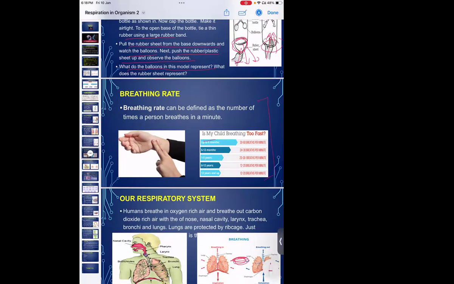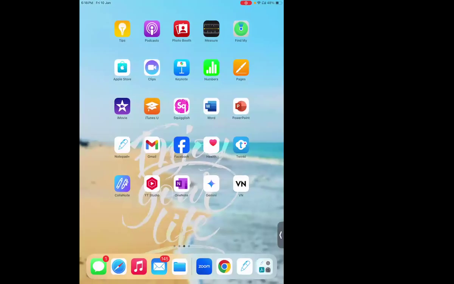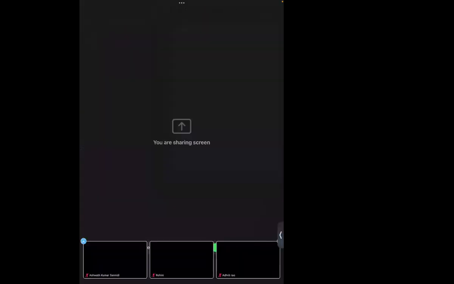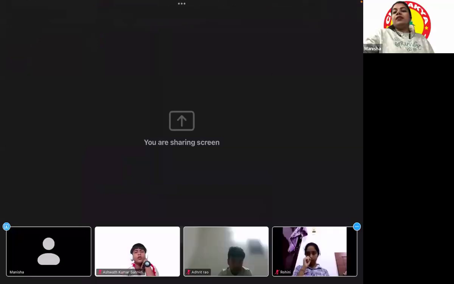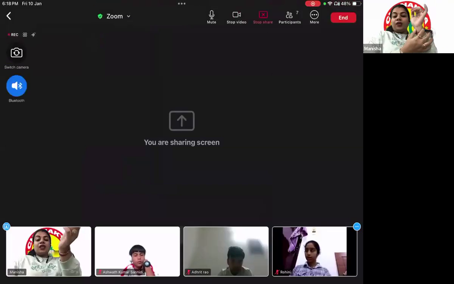Then the next one is breathing rate. Breathing rate is defined as the number of times a person breathes in a minute. So that is a small activity again, which is given in your book also. Take the hand, the wrist part, you have to take it, right?